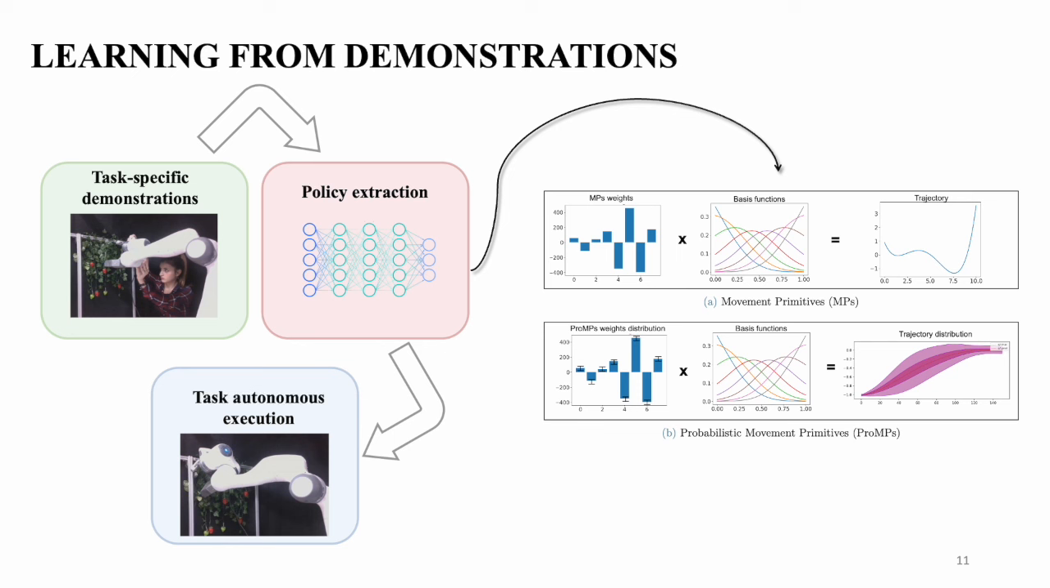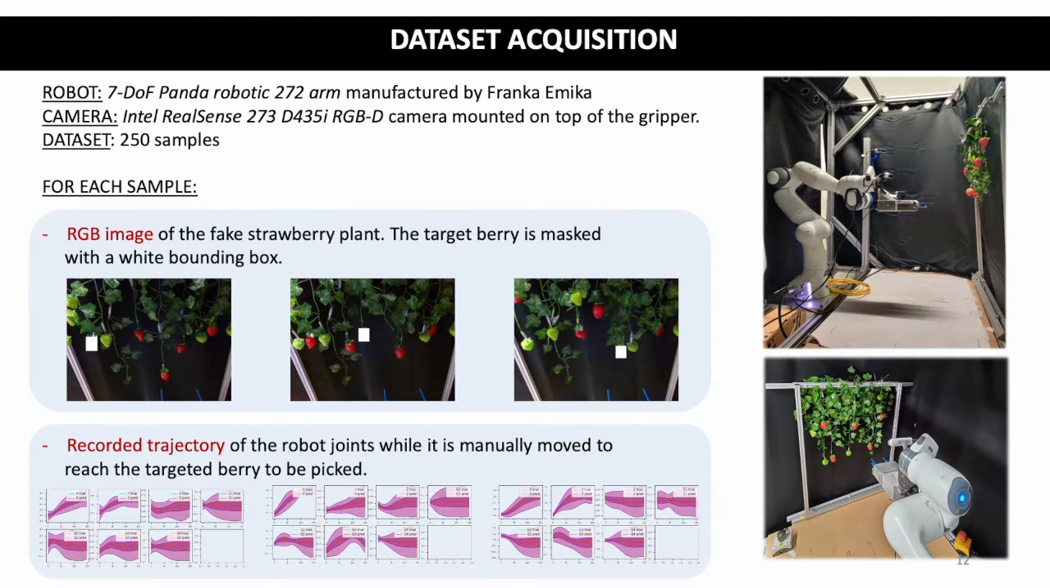We provide the demonstrations, then the demonstrations go to this. We extract the weights, and from the weights we train the neural networks or policy extraction networks that can learn the mapping between visual information and these weights, where the new visual information coming from a new scene can generate different trajectories. Okay. So data acquisition, as you see, this is our setting.